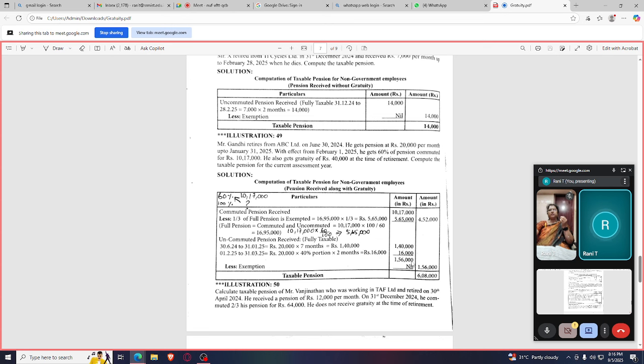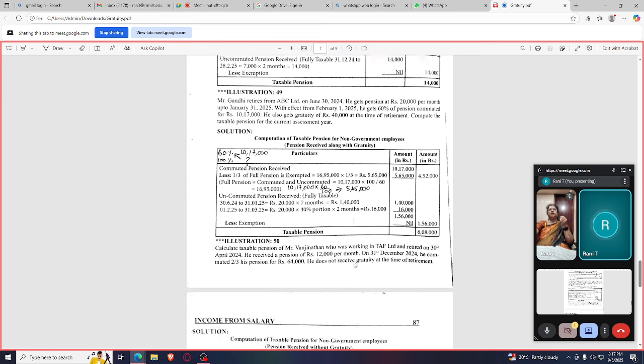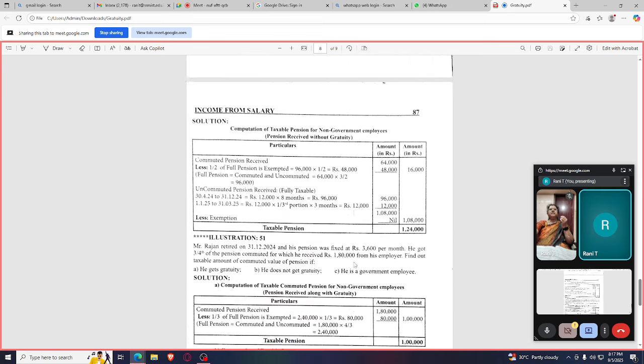So you add this 1,40,000 plus 16,000, it comes to 1,56,000. So here, when you talk about taxable pension, it is 4,52,000 plus 1,56,000. I think you would have understood.